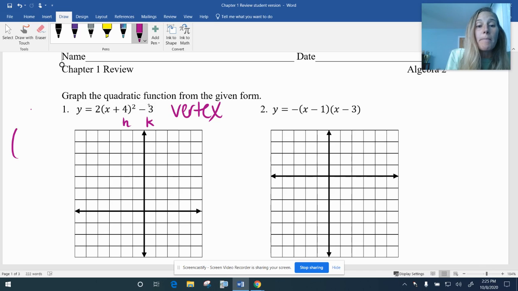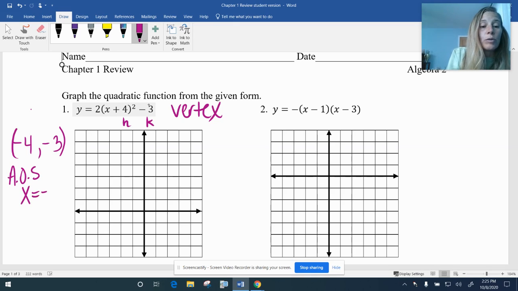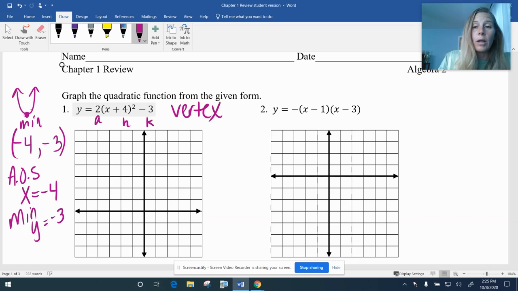So x minus the h, so in this case our h would have to be -4, and the k is that number subtracting at the end. So the axis of symmetry would be x equals -4, because it's always whatever that first value of the vertex is. And because of our a value here being positive, we know that this graph is going to open up and it's going to have a minimum value, and that minimum would be y equals -3.